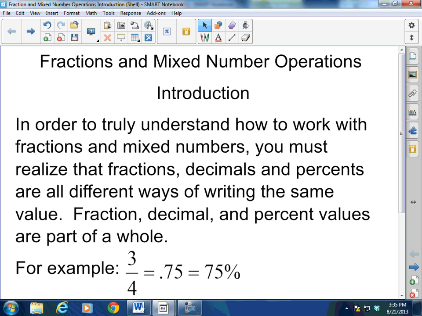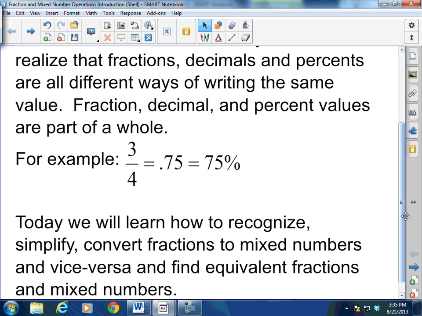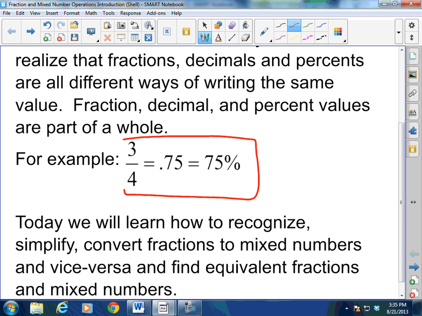But in order to truly understand how to work with fractions and mixed numbers, you must realize that fractions, decimals, and percents are all different ways of writing the same value. Fraction, decimal, and percent values are part of a whole. Okay? That's why they're the same. They're parts of a whole. For example, 3/4, when you divide that, it's the same thing as 0.75. And then if you multiply that by 100, that becomes 75%. All three of these values are equal. Okay? They have the same value, just different appearances.